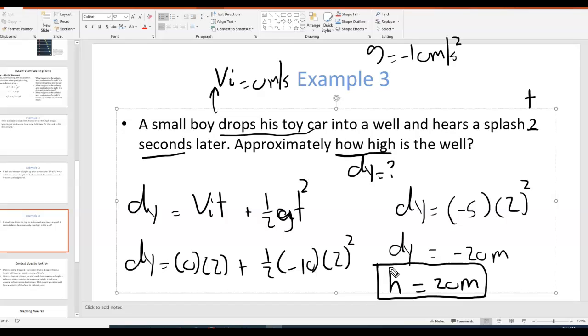Okay, so remember, displacement can be negative, but height cannot be negative. Okay, and a lot of the time you have to just kind of think about the negative sign on your own. Okay, so hopefully that helps. Pause it here if you need to look at that.